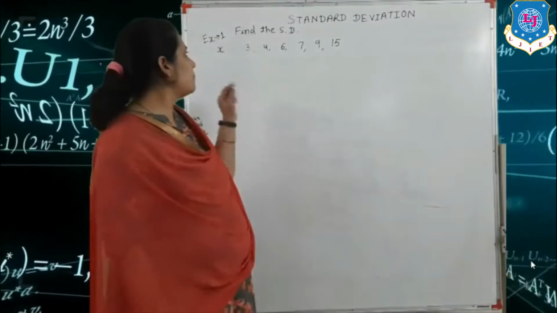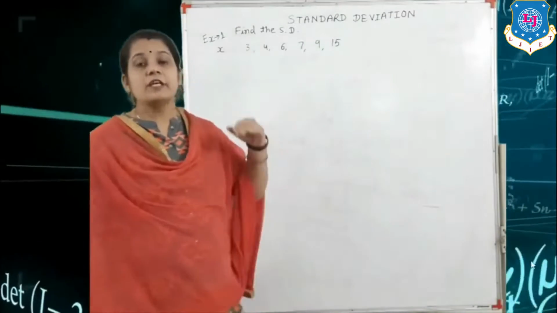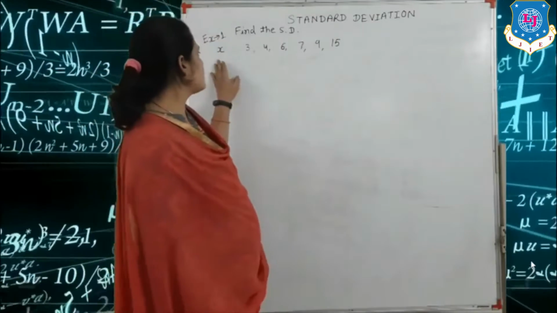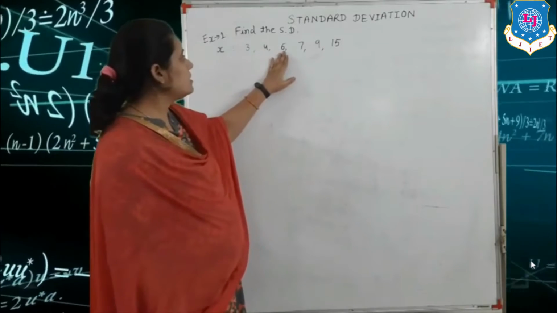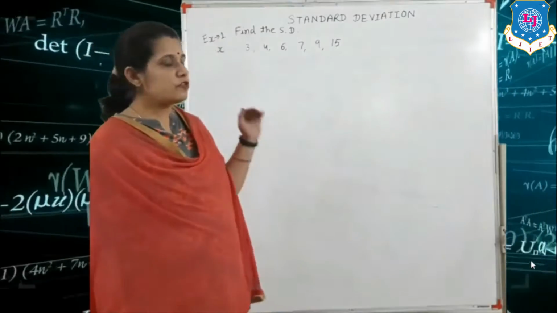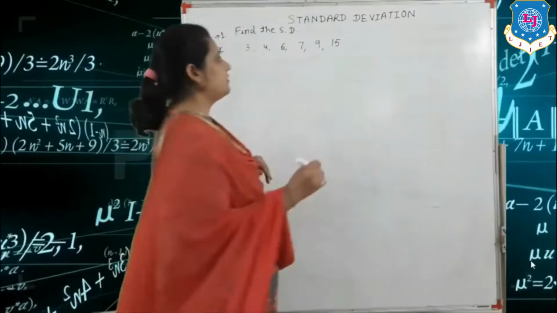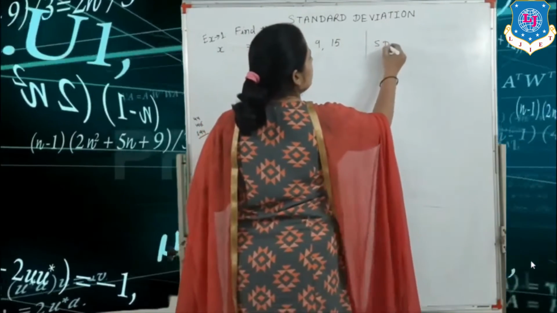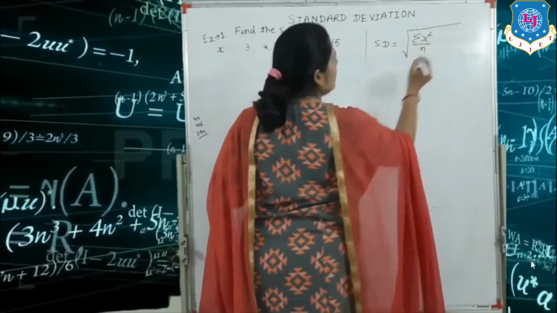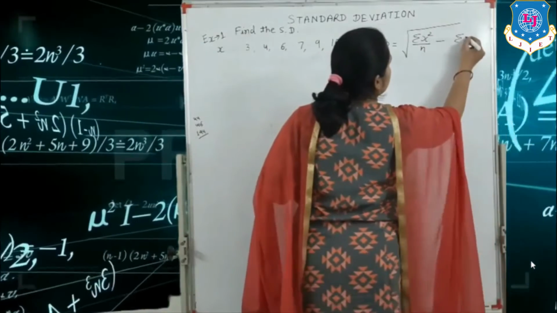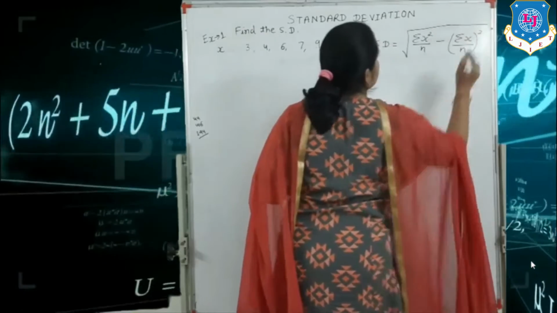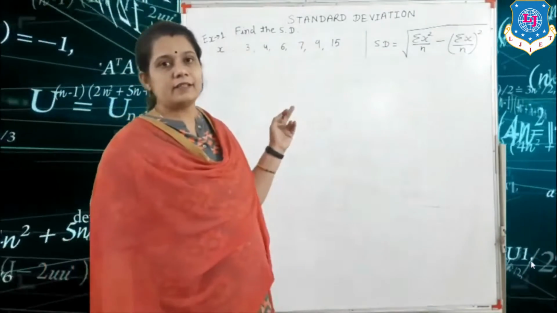So here the example is: find the standard deviation if we are given only the value of x. The values of x are given as 3, 4, 6, 7, 9 and 15. First we write the formula of the standard deviation. The formula is the square root of summation x square upon n minus summation x upon n, whole square. Okay, this is the formula of the standard deviation.